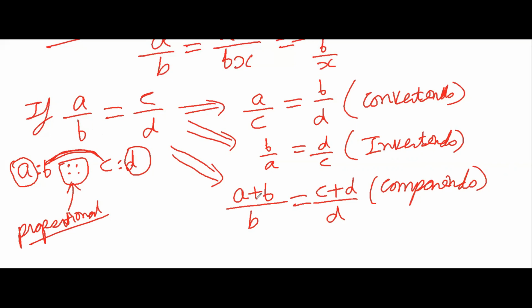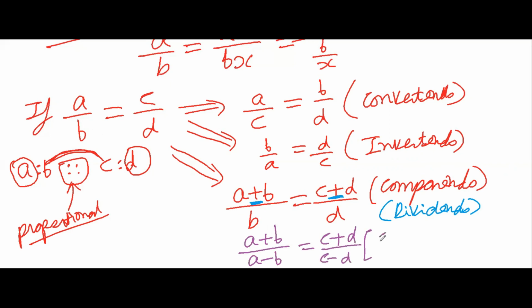And instead of this A plus B, if you are writing A minus B upon B and C minus D upon D, then you are going to call this dividendo. And if you are combining both like this, A plus B upon A minus B is equal to C plus D upon C minus D, this is called componendo and dividendo. These are some concepts which we are going to use in this particular chapter.